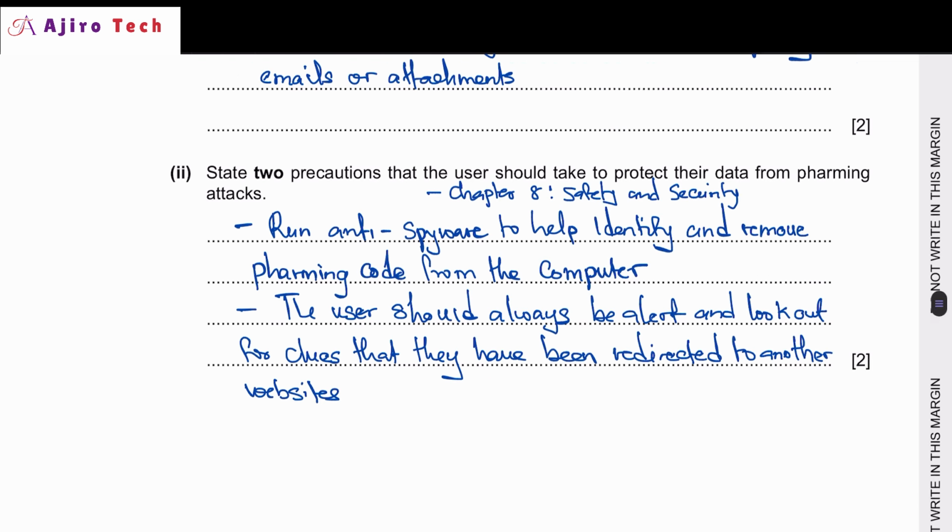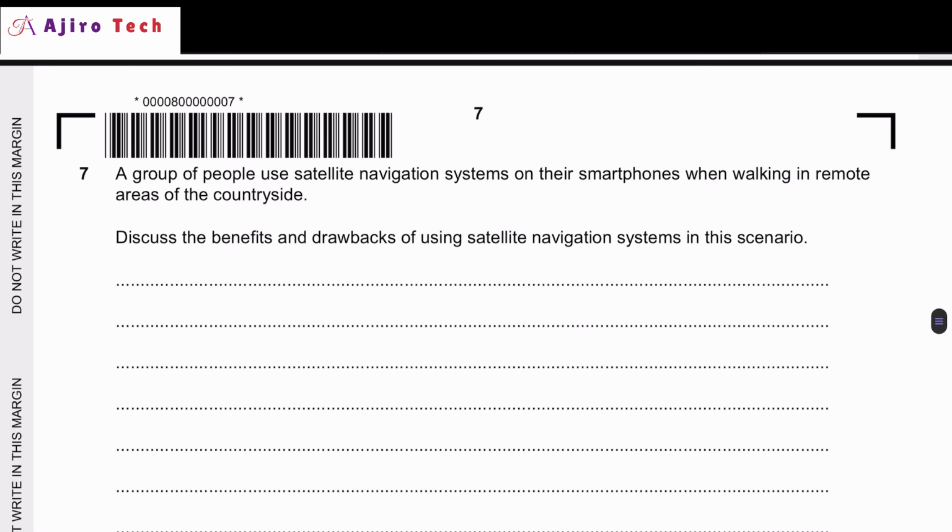Okay. Safety and security. A group of people use a satellite navigation system, that's chapter 6, sat nav on their smartphone when walking in a remote area of the countryside. Describe the benefits and drawbacks of using a satellite navigation system in this scenario. Now let's look at this, chapter 6.